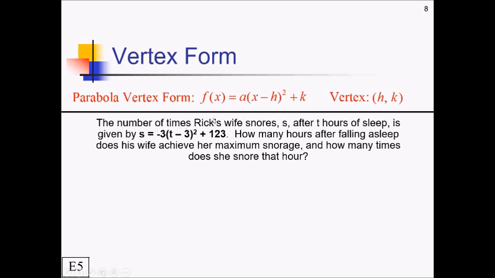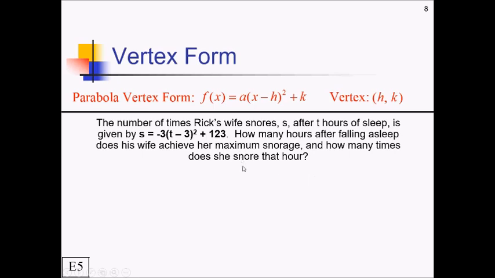So the number of times Rick's wife snores, we'll call that S, after T hours of sleep is given by this S function here. We want to know how many hours after falling asleep she achieves her maximum snorage and how many times she snores during that hour. So based off this vertex form and what you know about finding mins and maxes, pause the video and see if you can answer this question.